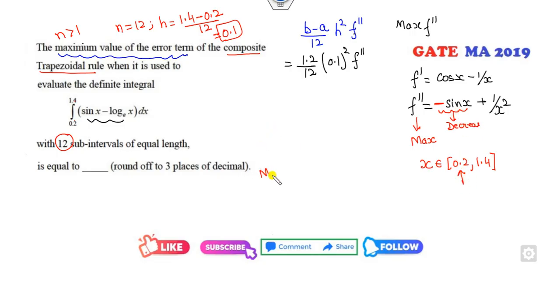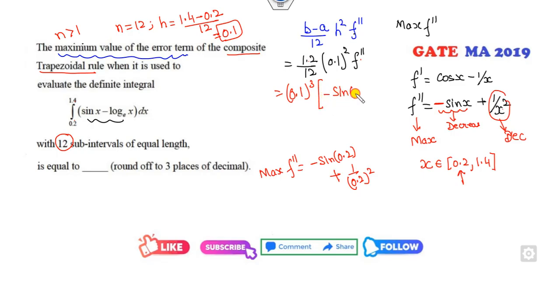So the maximum of f double dash will be minus sin 0.2 plus, again because it is 1 over x square, it is a decreasing function, so the maximum will occur again at the point 0.2. So I can substitute this value here, so it will cancel out. So 0.1 cube into minus sin 0.2 plus 25. So now you can do your calculation with the help of the calculator. Make sure this angle should be in radians. After the calculation you will get some answer.